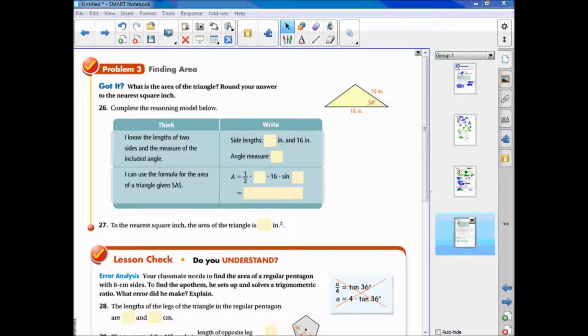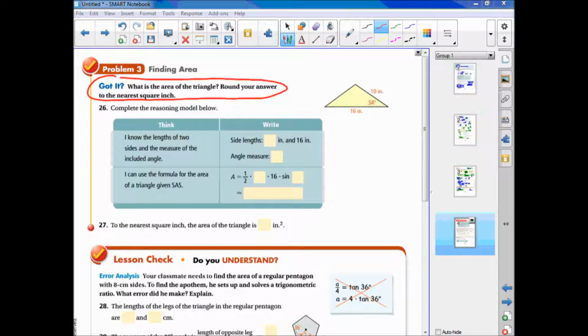Okay, on page 4 here, we have problem number 3, finding area of a triangle in this case. And we're going to use a formula that we just learned. So we don't have to know the base and height of the triangle anymore. We're going to use this new formula. So what is the area of the triangle? Round your answer to the nearest square inch. So notice we have two sides, 16 and 10. And then we have the included angle's measure, 34.